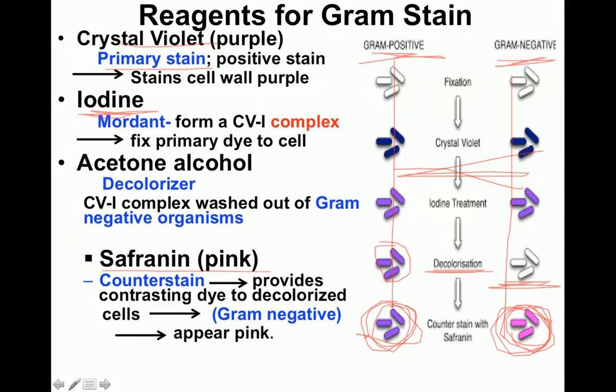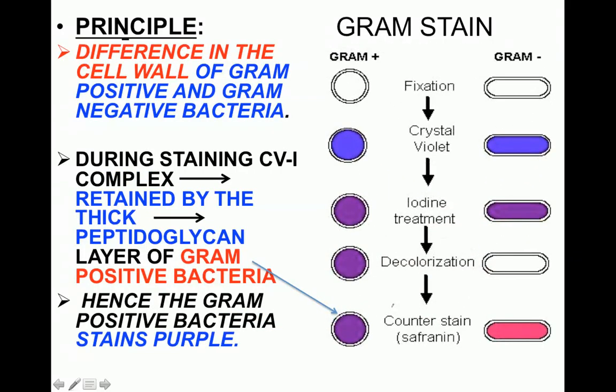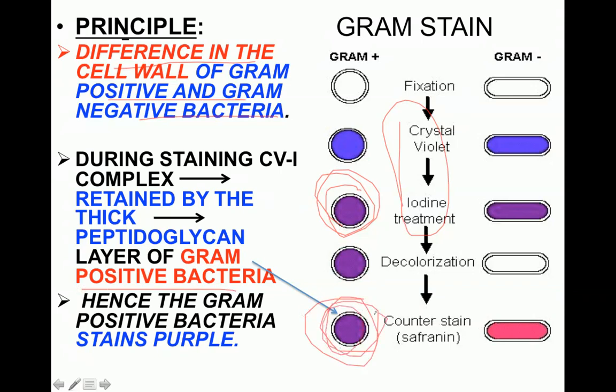Keeping this in mind, one of your very important examination questions is the principle of gram staining, and unfortunately 90% of you are not able to answer this question. What is the principle behind gram staining? The principle behind gram staining is the difference in the cell wall of gram positive and gram negative bacteria, and I have just told you in detail what the difference is. During the staining reaction, when the crystal violet iodine complex is formed, it is retained by the thick peptidoglycan layer of gram-positive bacteria. And that is why they are not counterstained by safranine and they remain purple in color.